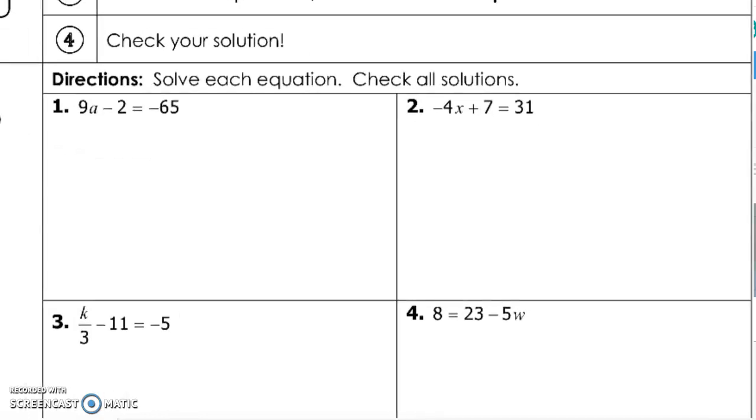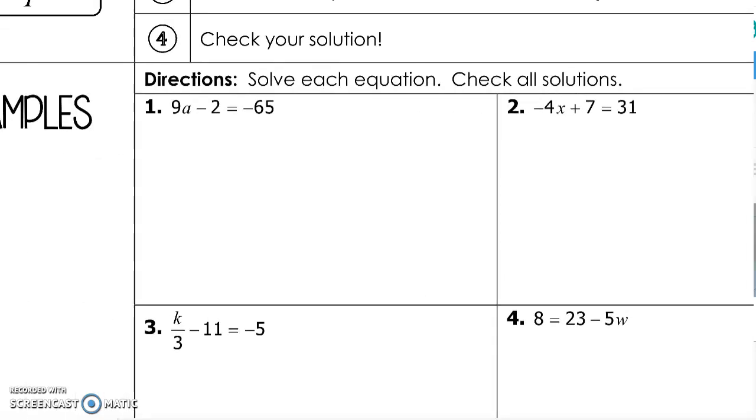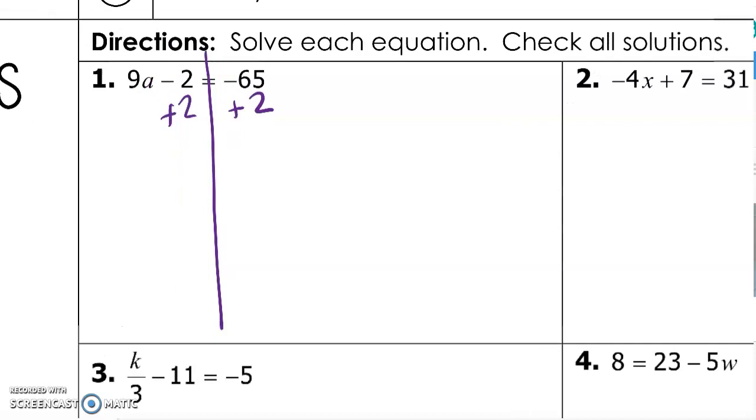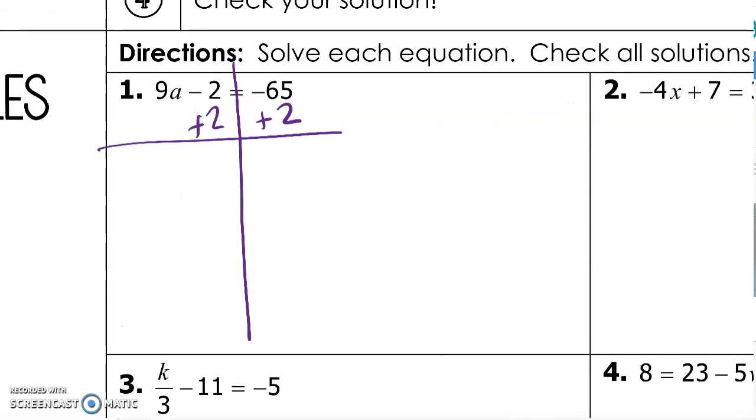So if we look at number one, what you need to ask yourself is what numbers do I need to get rid of? Again, if it's helpful, put the line down there. You need to get rid of the 9 and the 2. We want to get rid of the 2 first. Your multiplication or division will be your last step for these. So to get rid of the 2, it's a minus 2, so I need to add 2 to both sides. You write it right underneath the 2, and then again on the other side of the equal sign. So those cancel out. You're left with 9a equals negative 63.